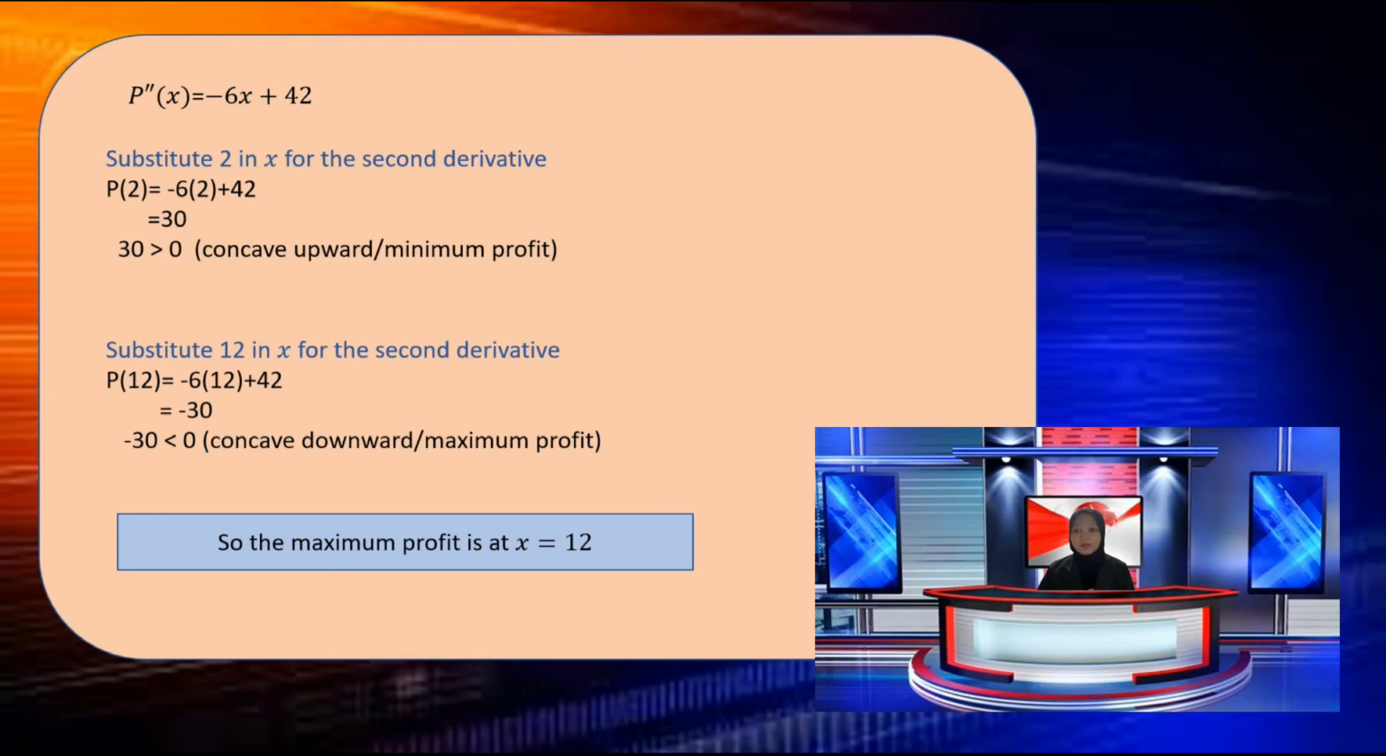Then substitute 12 in x for the second derivative. We get negative 6 multiplied by 12 plus 42 equal to negative 30. As we know, negative 30 is less than 0. It shows concave downward or maximum profit. So the maximum profit that we get is at x equal to 12.